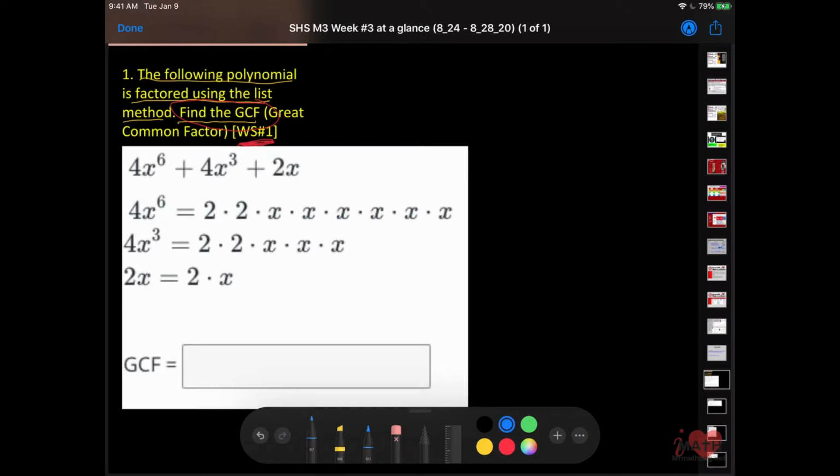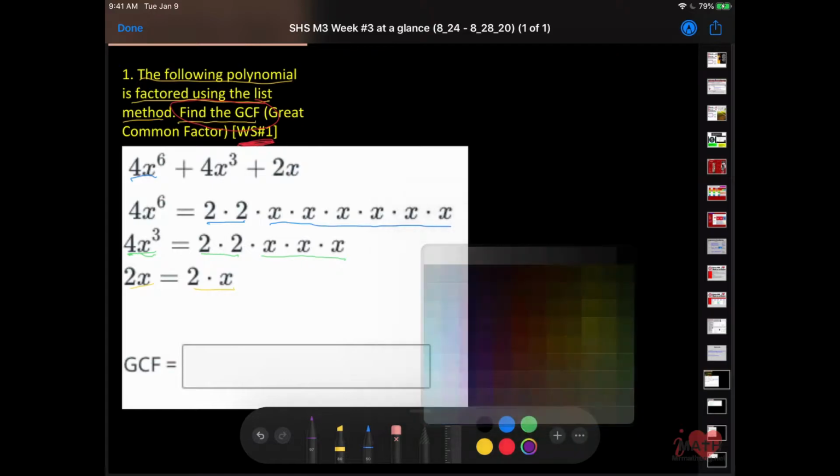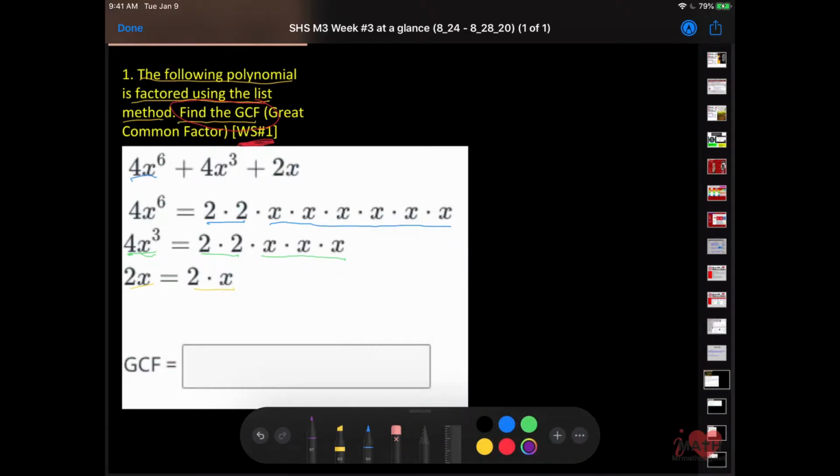So if you break up the factors of 4x to the 6th power, it is 2 times 2 times x times x times x times x times x. And then if you list out the factors of 4x to the 3rd, 4 is 2 times 2, and x to the 3rd is x times x times x. And then 2x is just 2x. Then you're actually just going back and thinking about which ones do they have all the same? Well, they all have a 2 in there, and they also have 1 x. And that's the answer. The answer is just 2x.